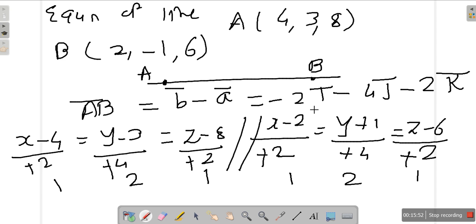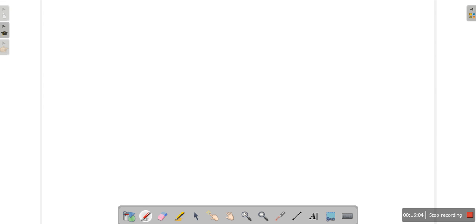Now let us try to go for some complicated problems. First of all, let us talk about different types of lines. What different types of lines will we come across? See the first funda. If two lines are intersecting, then they are always coplanar. So let us understand this.